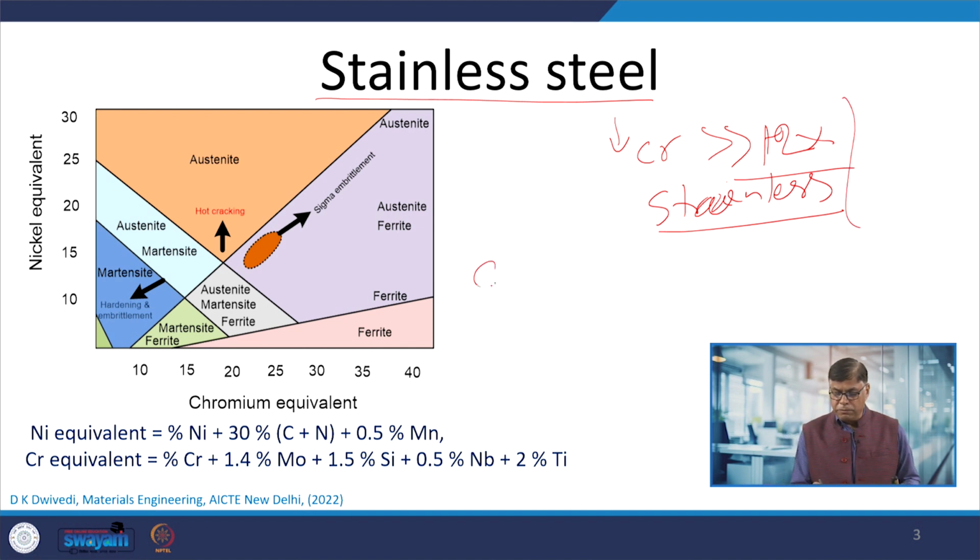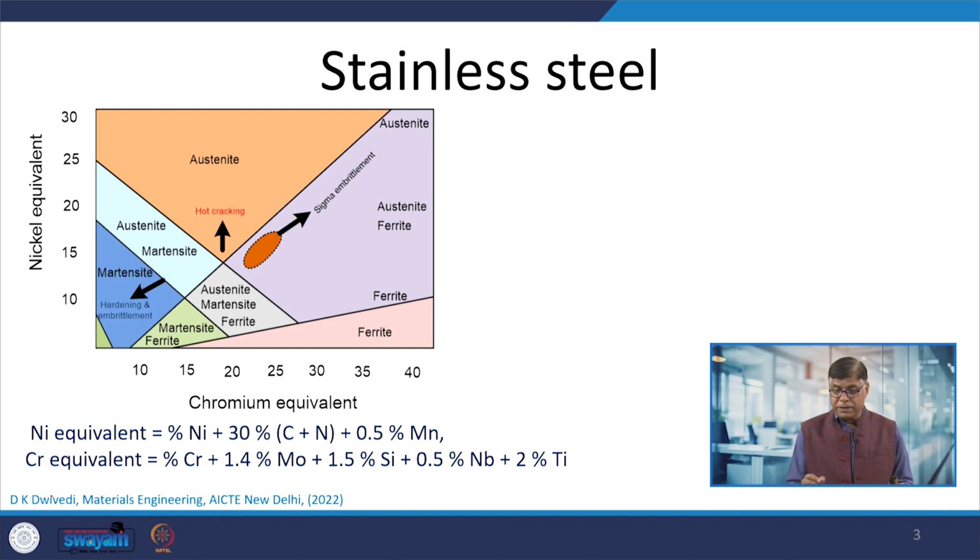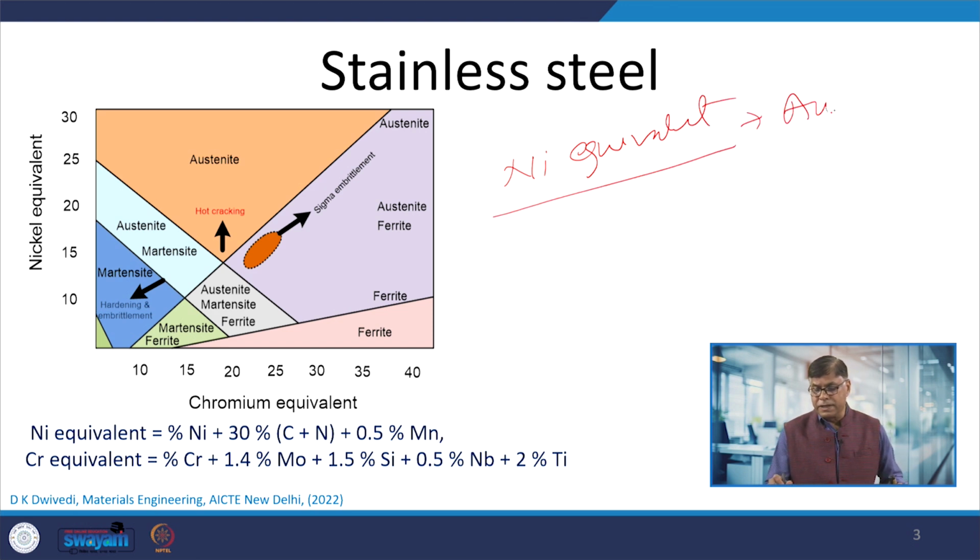But apart from the chromium, there are multiple other alloying elements which can be there in steel, like carbon, nitrogen, manganese, silicon, niobium and titanium, and likewise there can be many other elements. So, based on the composition, we try to find out what the different phases in the stainless steel will be, and that is done based on two parameters. These are nickel equivalent and chromium equivalent. Nickel is basically an austenite stabilizer.